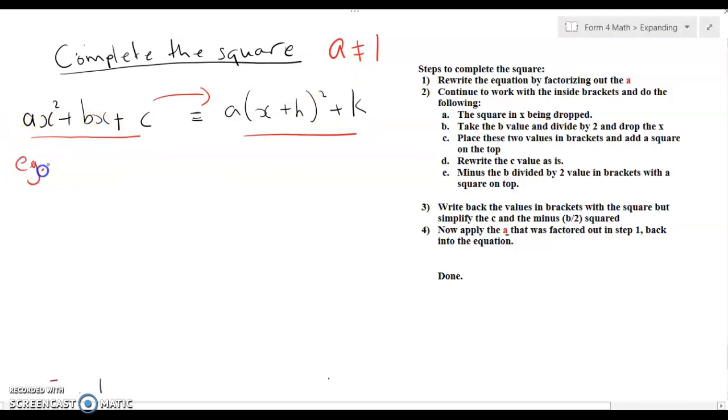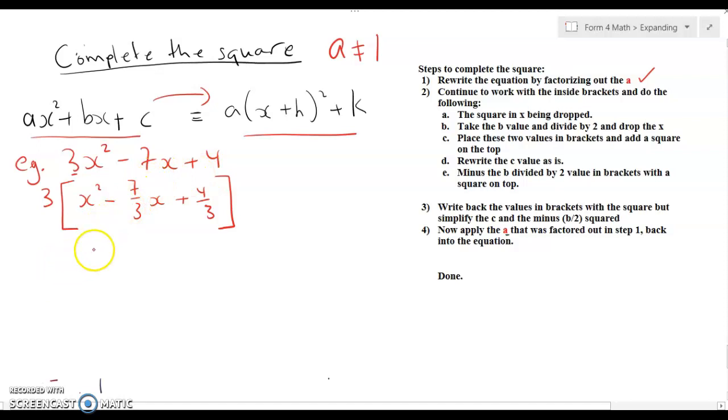So say for example I was asked to complete the square and my sum was this, 3x squared minus 7x plus 4. In this particular case, my a is 3. My first step says rewrite the equation by factorizing out the a. So for me to do that, I need to factor out the 3. So I'm going to put square brackets here. I'm going to put x squared minus 7 on 3 plus 4 on 3, because I need to divide each value by 3 in order for me to factorize it out. So that means my first step here is completed.